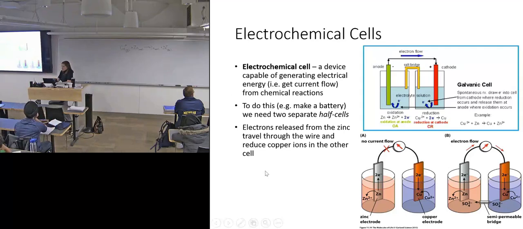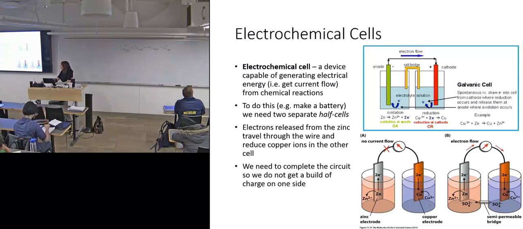Now, one of the things we need to complete our circuit is what's shown here, this semi-permeable bridge, or here it's shown as a salt bridge. Basically, this is something that allows the flow of our sulfate ions, but it's not going to allow the flow of our metal. The reason being, as zinc ions keep popping off into solution, the solution is getting a really positive charge, because the electrons are going over here. And as all the copper is coming out of solution, this is getting a really negative charge.